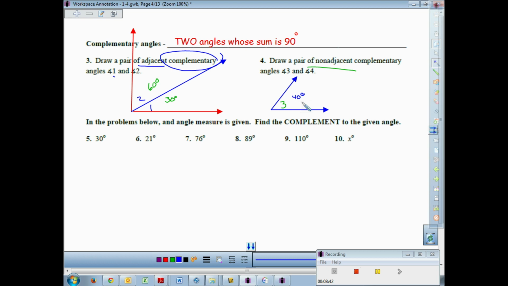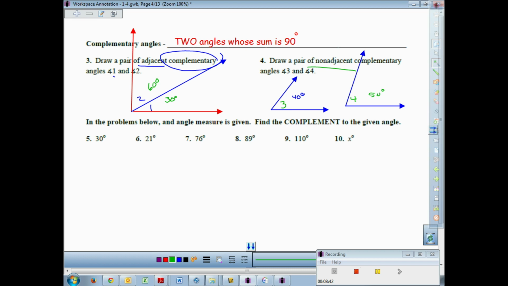Got to have a 3 in there. Now we know our other one can't touch it, right? It's like MC Hammer. Woo, that's old. And it's going to be angle 4. And how much should it measure if they're complements of each other? 50 degrees. So those non-adjacent complementary angles. Feeling pretty good about those concepts.